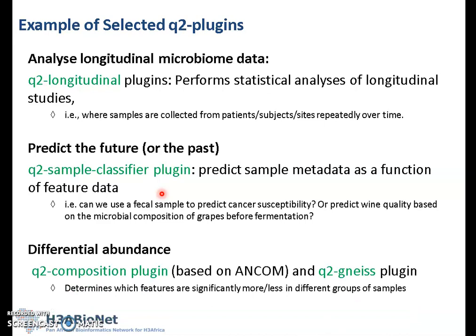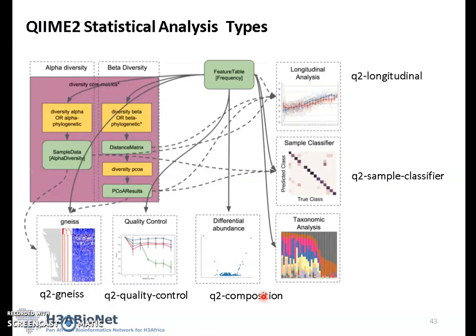Also, if you want, for instance, to do differential abundance estimation based on the analysis of composition of microbiomes paper, they've come up with this QIIME2 composition plugin. And also there is the QIIME2 gneiss plugin. Both of these are used to determine which features are significantly more or less abundant in different groups of samples. So based on metadata information, you can play around to see what are the features that are significantly influencing the nature of the microbes that are present in your datasets.